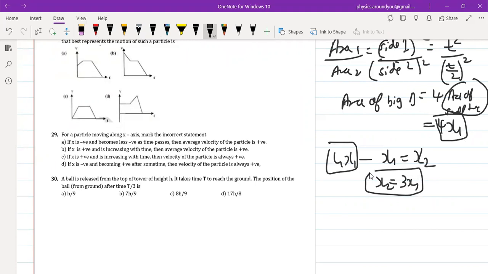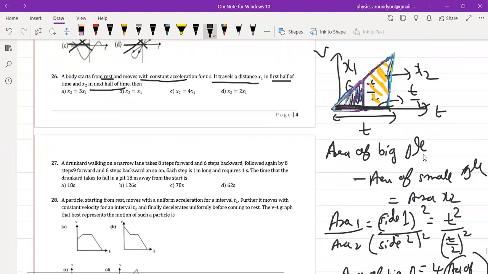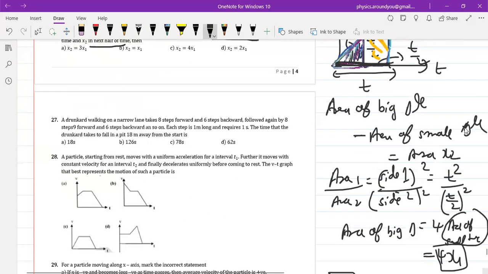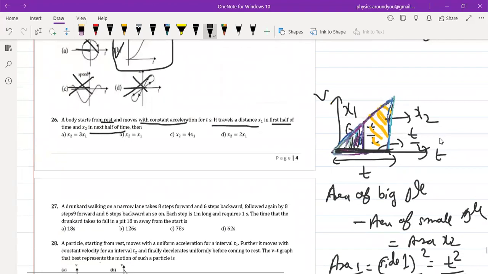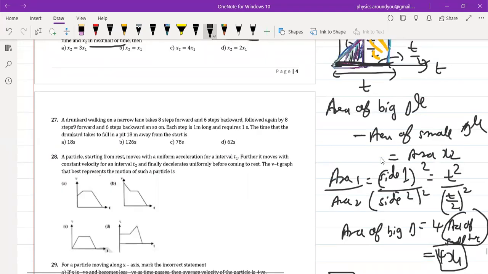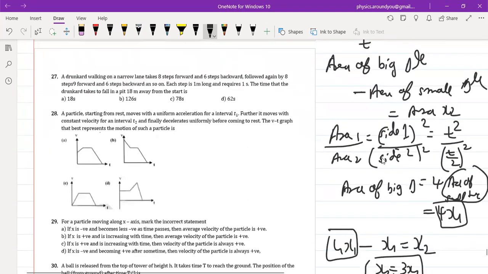We didn't use much of any motion equations over here. We have used similarity of class 10, area of triangles relationship, and so forth. Why could we do this question easily? Because the body starts from rest. So I can easily see that it converts to a very convenient triangle system. So x2 is 3x1.